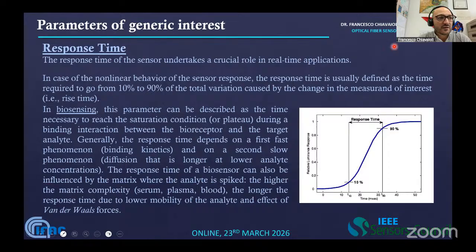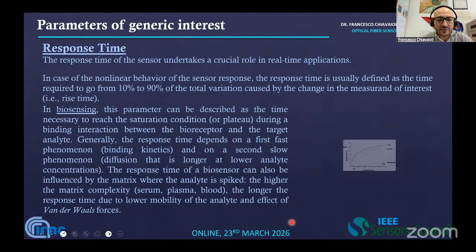Another important parameter in sensing is the response time of the device. In the current world, what we need is a device which is not only reliable but also very fast in its response. The response time is usually defined, from an engineering point of view, as the time required for the device to go from 10% to 90% of the signal, and it is also called rise time. If there is the opposite behavior, we usually call it fall time.